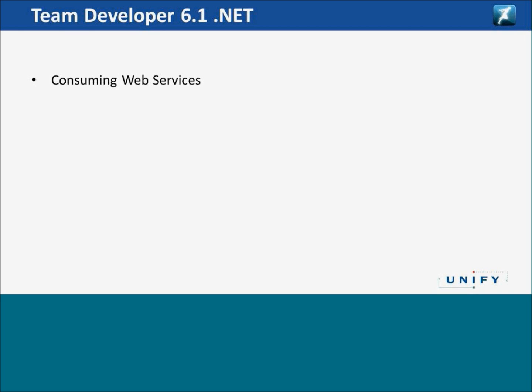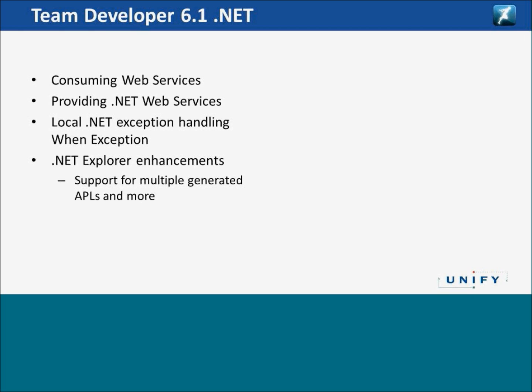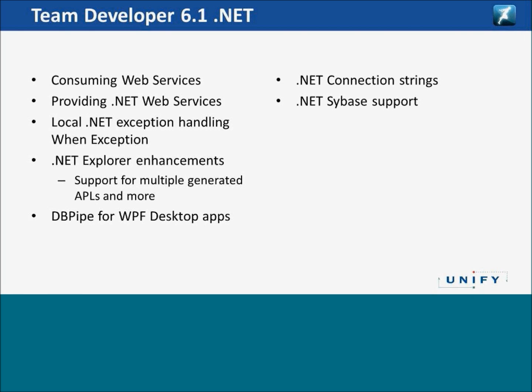So what you get with TD 6.1 .NET: consuming web services, providing .NET web services, and local .NET exception handling using the new when exception method. You get a lot of .NET Explorer enhancements, for example, support for multiple generated APLs and more. You get DBPipe for WPF desktop apps. DBPipe is, in my view, a very special industry-first technology coming from Unify that you might be looking to use. I will demo that later, which is a favorite baby of mine. You can use .NET connection strings to connect to databases now. We have Sybase support built into .NET, and you can compile to .NET 4.